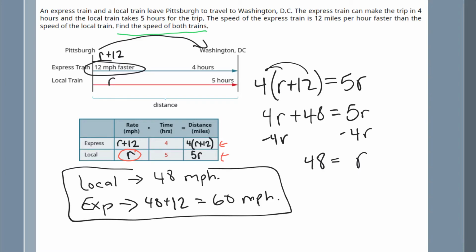And that's all we have to do. I'm going to double check just to make sure I've solved the equation correctly. I have. Double check, make sure that I've answered the question being asked, which was find the speed of both trains, and I've done that. So that's it for this one.